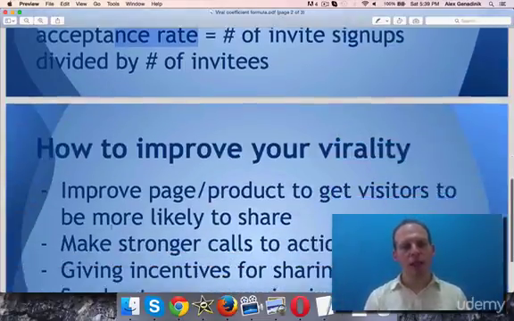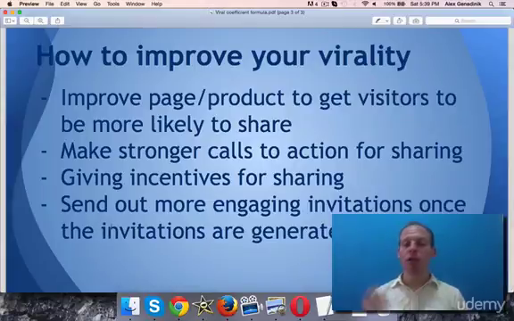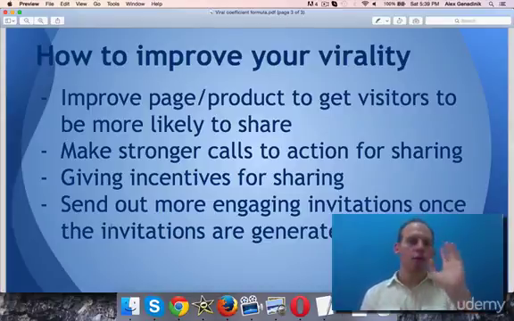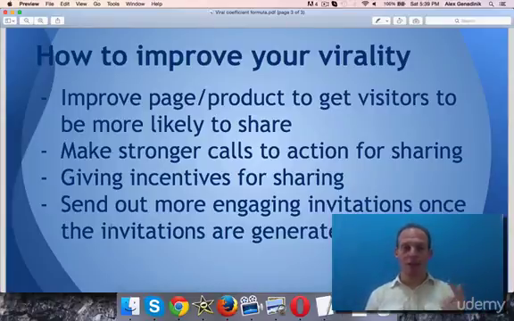But the real trick is you need to increase the number of people who are sharing, who are inviting, and you need to increase the number of people who are accepting. And not just the number of people, the percentage of people, right? So, how do we do this? This is really the core thing that you have to figure out how to do for your particular video, web page, website, product, anything.